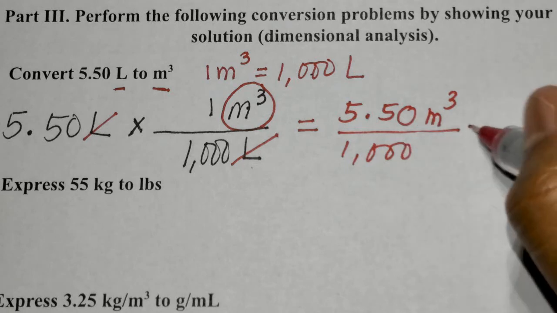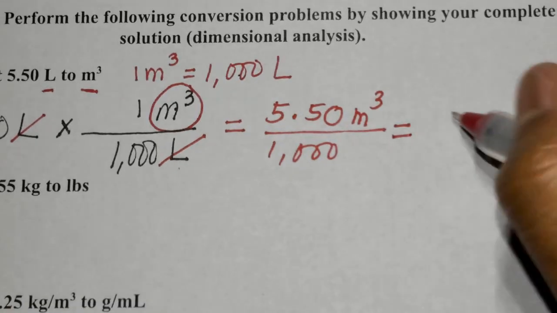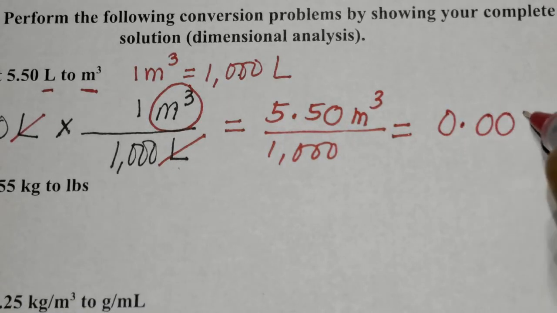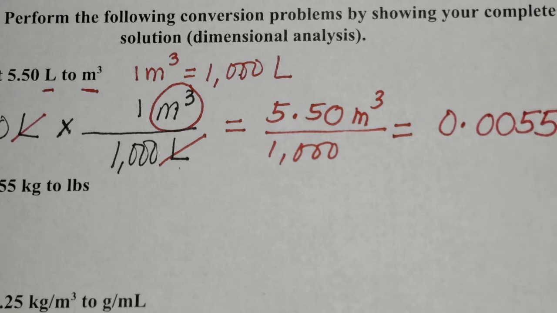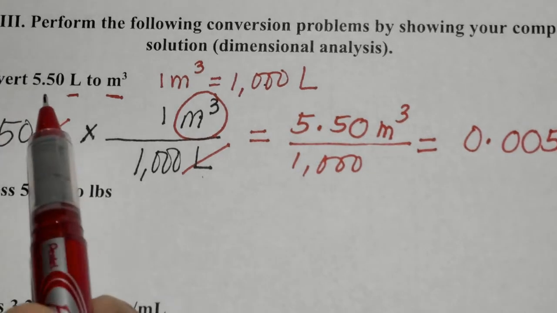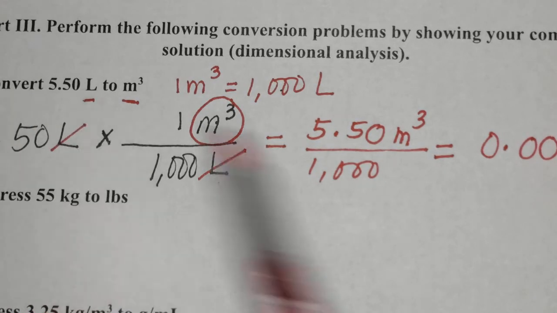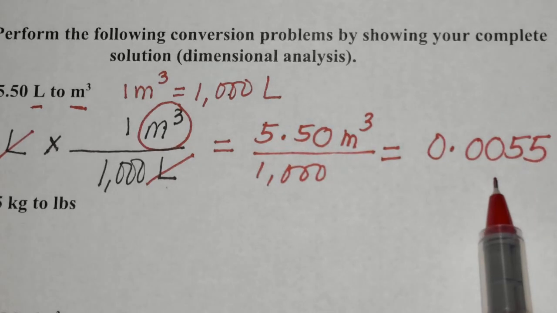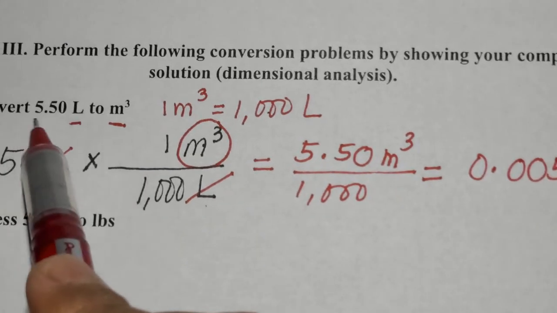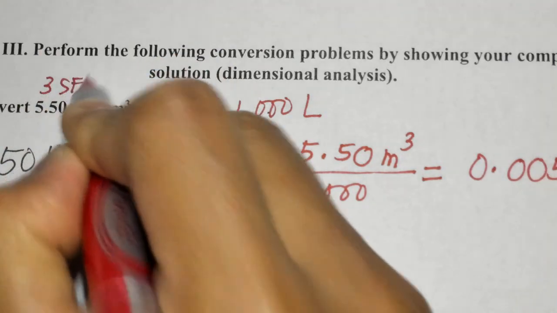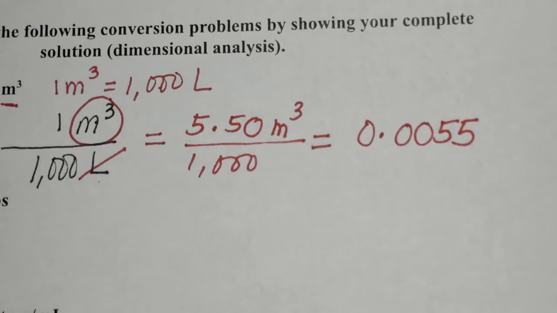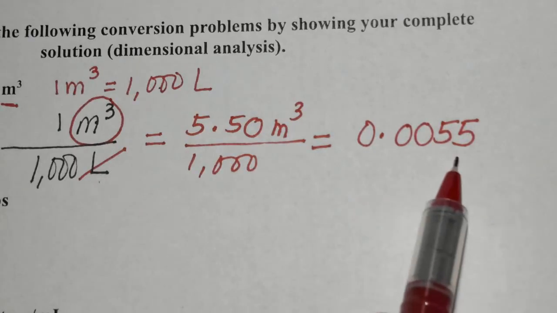Now we can go to our calculator and divide 5.50 divided by 1,000. And when you input that in the calculator, you're going to arrive at an answer of 0.0055. That's what will appear in your calculator. However, I have to go back to significant figures. What is the rule for significant figures? Whatever is the number of SF in the given, that should be the number of SF in the final answer. Your given is 5.50 liters. That means it has 3 significant figures.